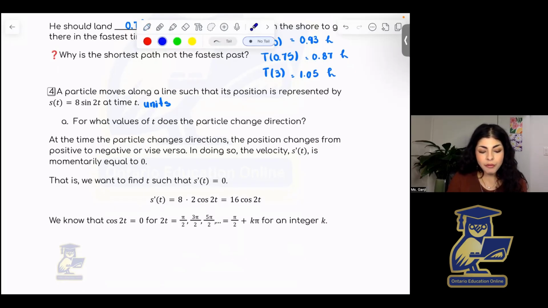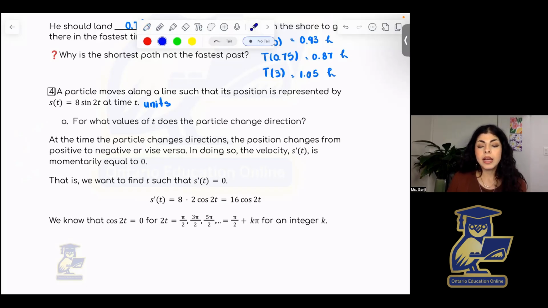So we're asked first, for what values of t does the particle change direction? So consider it's in its displacement, and it's moving, for example, upward, and then it changes direction and it goes downward. Or if it's going to the right, it changes direction and now it's going to the left. And remember, when we are changing direction for a very brief moment in time, our instantaneous rate of change will be 0. And again, it's instantaneous. It'll be very quick, but it will be 0 nonetheless.